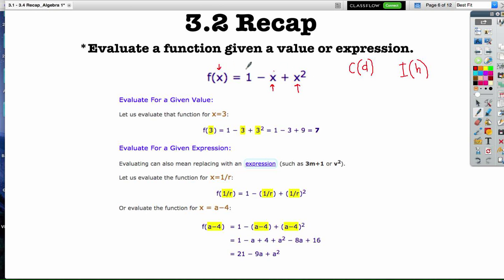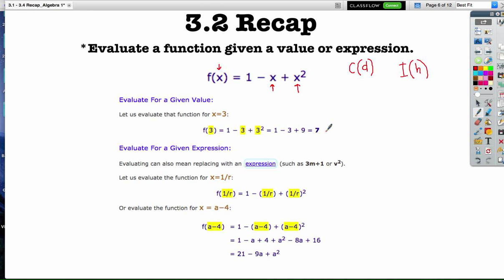And so when they put something different inside the parentheses other than the original variable, we are being told to substitute in the function everywhere that original variable was with the new amount or expression. For example, if it was just a number, like this example here, f of 3, we would replace all the x's with 3's, follow the order of operations. We would do 3 squared, and then do our operations from left to right, and get 7.